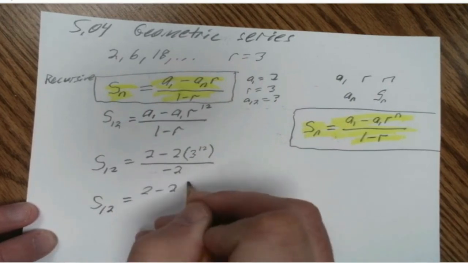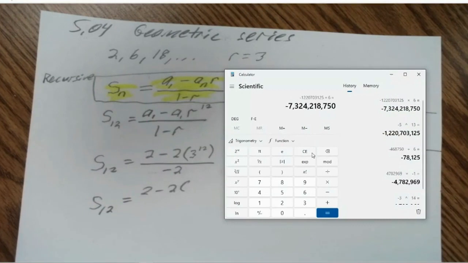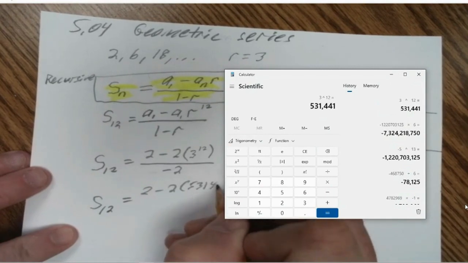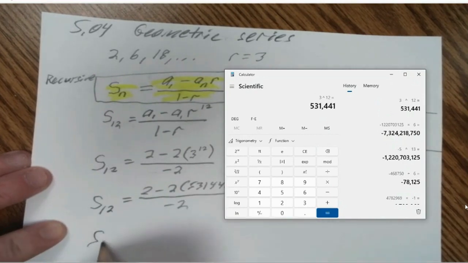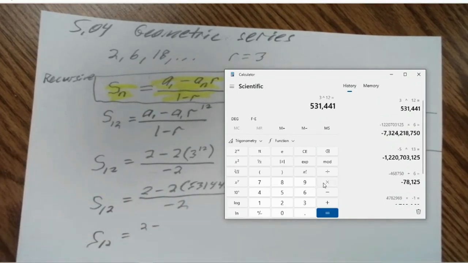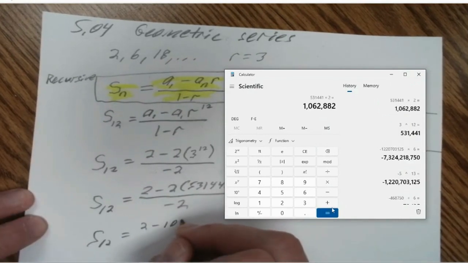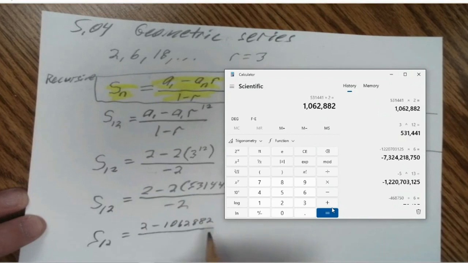2 minus 2 times. Let's calculate 3 to the 12th. Go back to our calculator. We want 3 raised to the power of 12. So that's 531,441. All over -2. So S sum 12 equals 2 minus, okay, so what's that times 2? Times 2. 2 minus 1,062,882. All divided by -2.